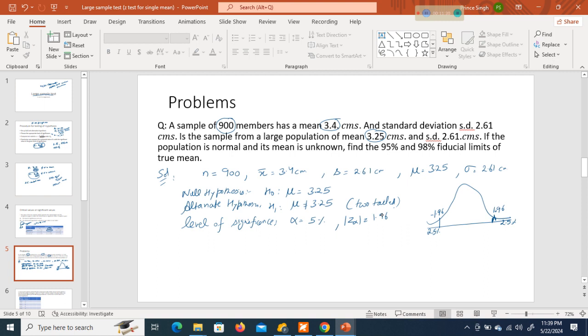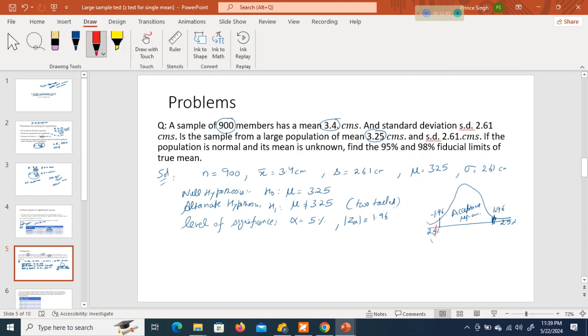If the value falls between these two values, this is the acceptance region, and this is the rejection region. If the value falls in between these two points, we accept the null hypothesis. If the value falls outside this range, meaning less than minus 1.96 or greater than 1.96, we reject the null hypothesis.